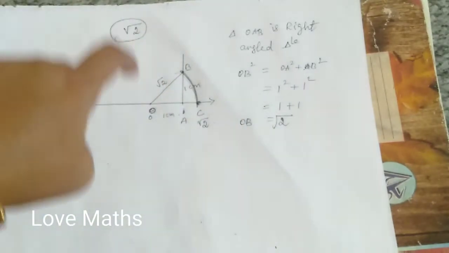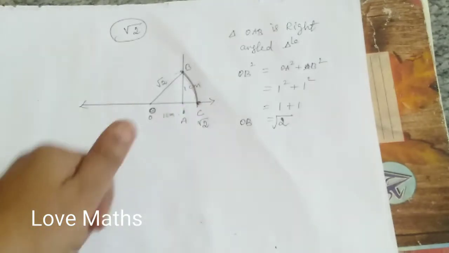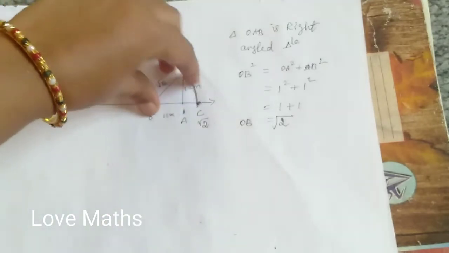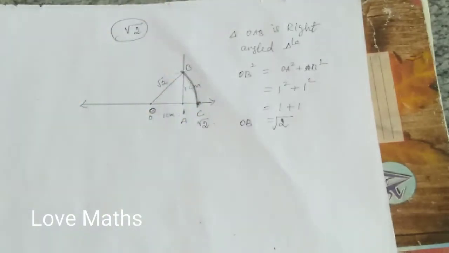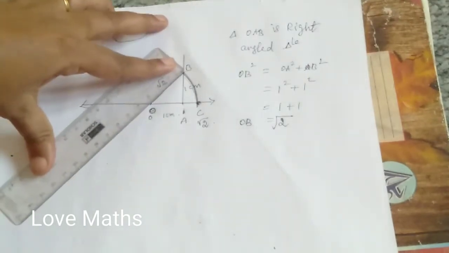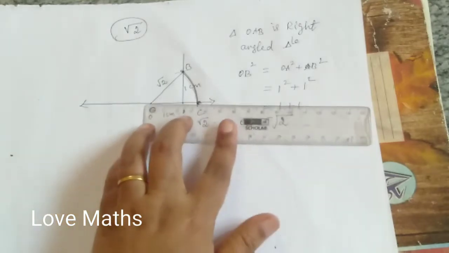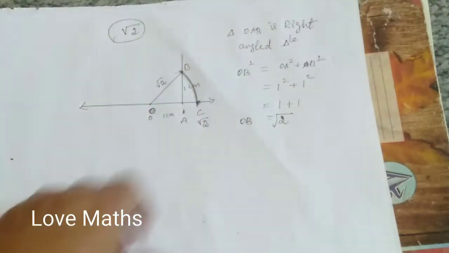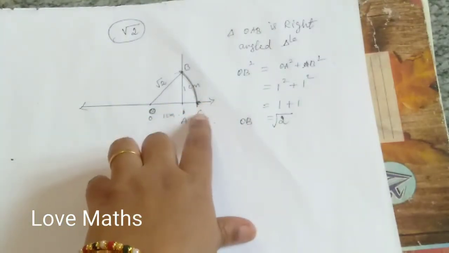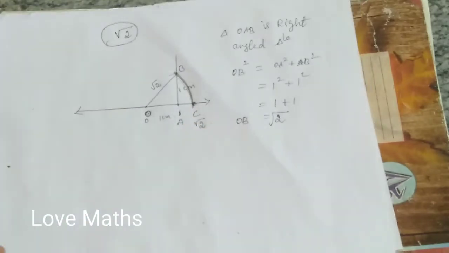I want to locate root 2 on the number line. So what will I do? Take this measurement and cut one arc. Now if you want, you can check using a scale. From here to here and here to here, both are the same distance. So the point where it lands, point C, is root 2.